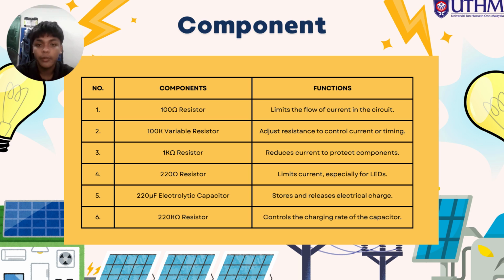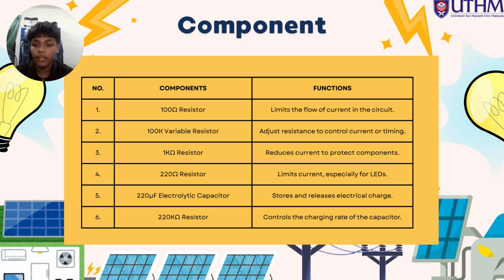Now, I want to explain about our components in the egg boiler timer. Firstly is a 100 ohm resistor, whose function is to limit the flow of current in the circuit. Second, we have a 100K variable resistor, to adjust resistance to control current or timing. The third, we have a 1K ohm resistor, whose function is to reduce current to protect components. And number 4, we have a 220 ohm resistor, whose function is to limit current, especially for LEDs.